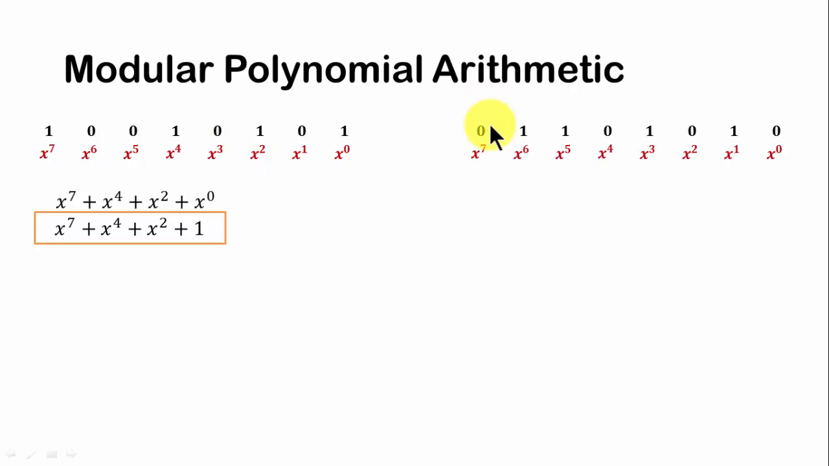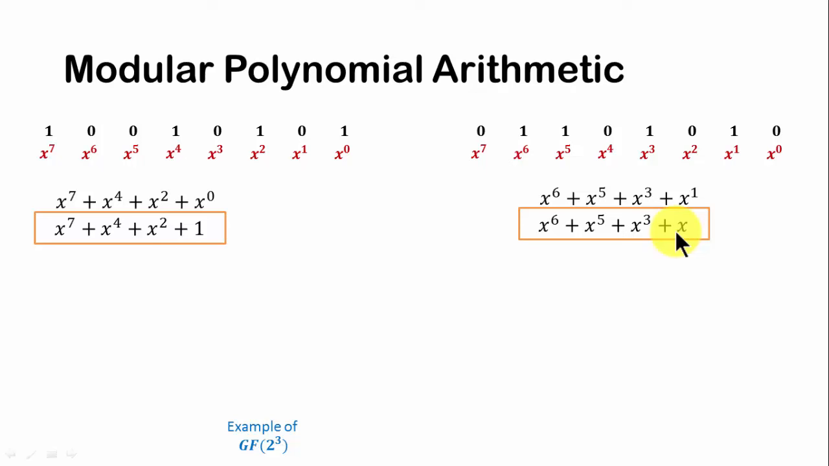Similarly, if we have got 8 bits like 0, 1, 1, 0, 1, 0, 1, 0, the polynomial notation for this is x to the power 6 plus x to the power 5 plus x to the power 3 plus x to the power 1, right? So this is how we generate the polynomial notation for the binaries that we have.